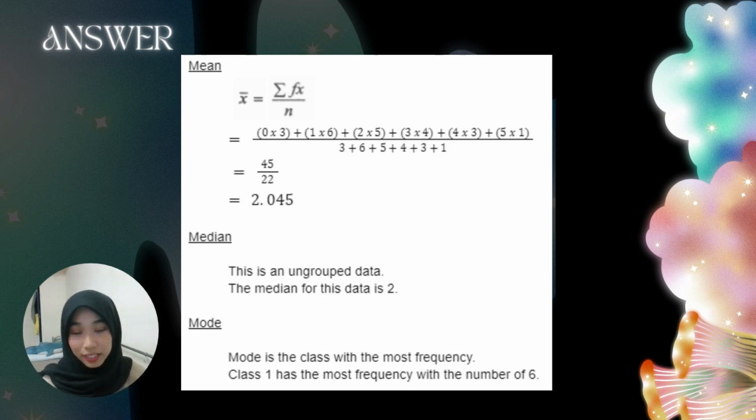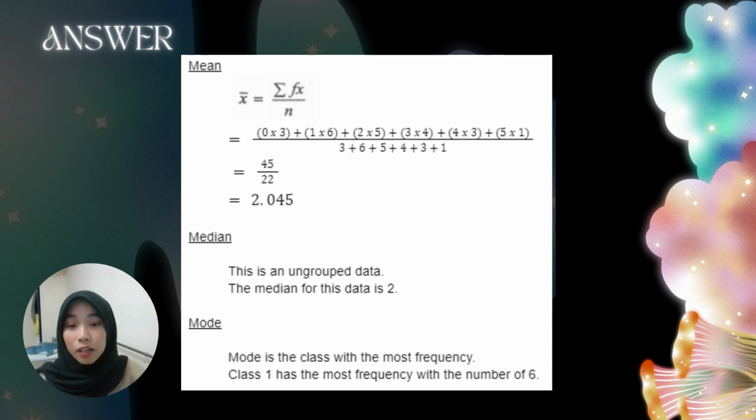Next, we go to median. So, as I mentioned earlier, this question is an ungrouped data. There is no range. So the median for this data is 2, class 2. Okay, that's how we find the median, the middle part. And then next is mode.